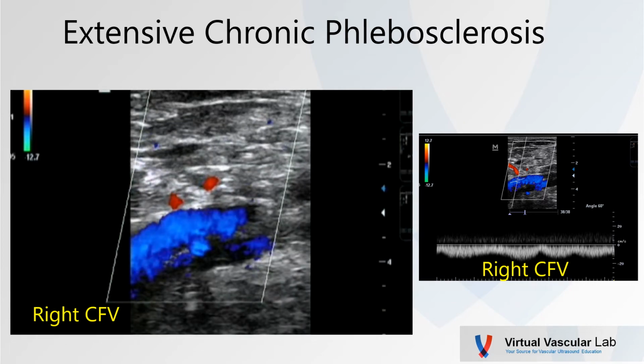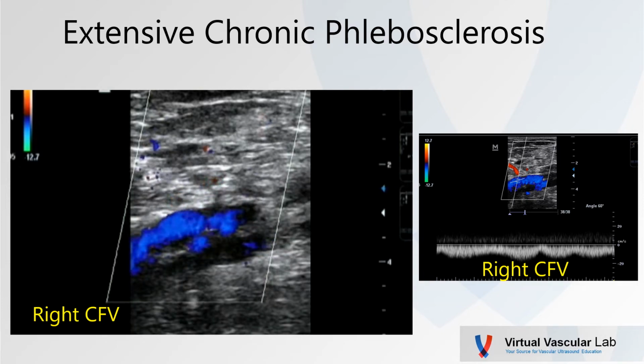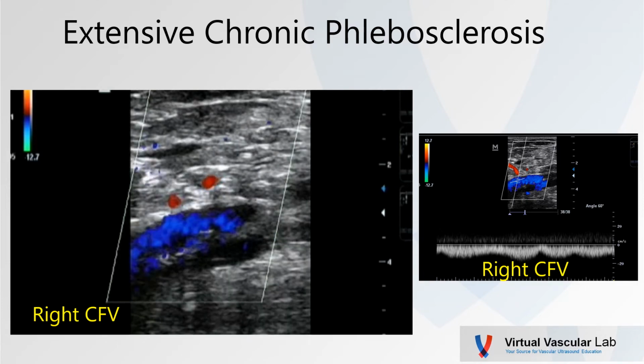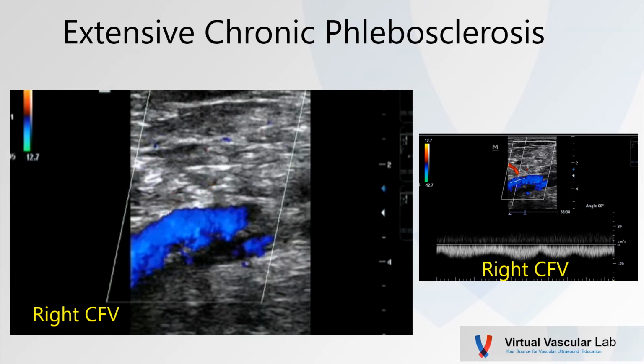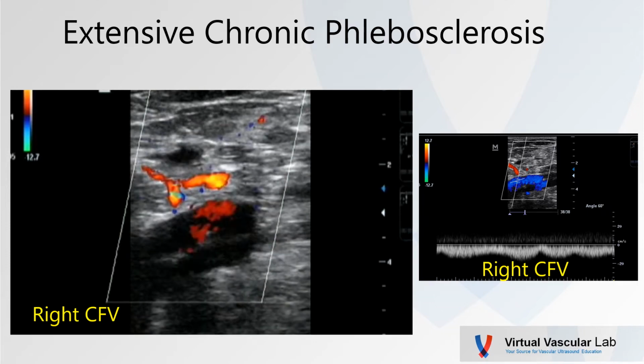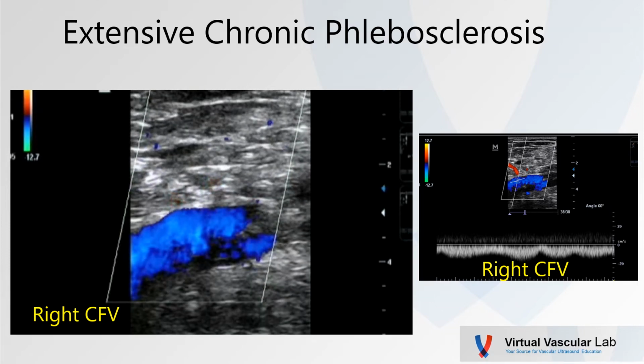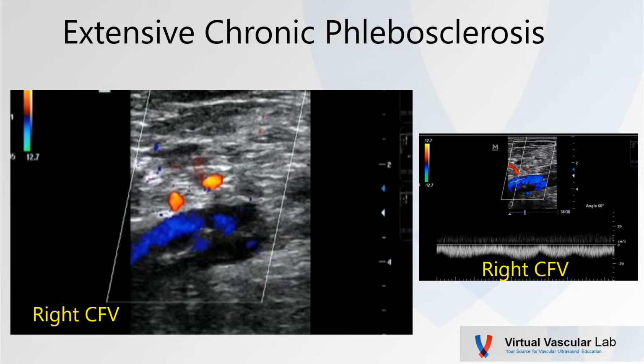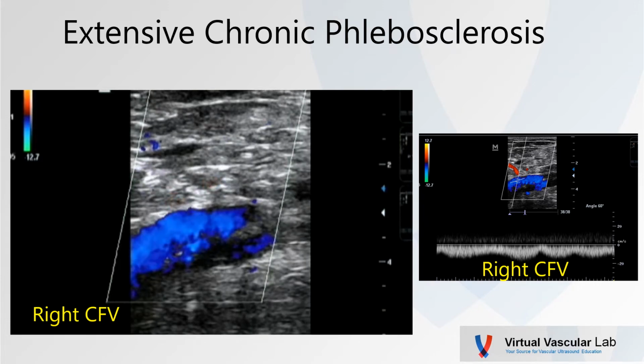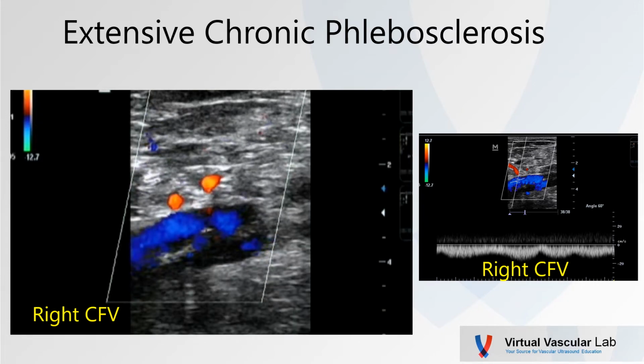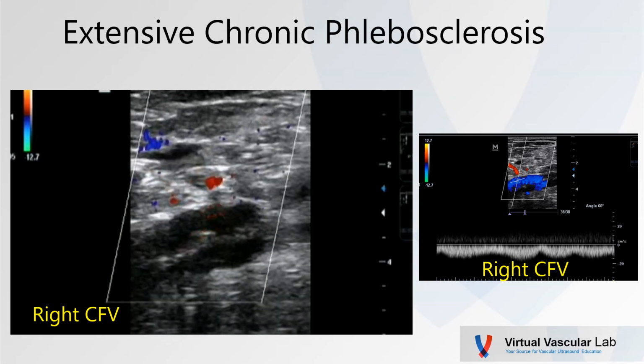So let's take a look at the images. Now I apologize, this was somewhat battlefield conditions. This person wasn't the most cooperative, not the most photogenic patient, but pretty much what we'd expect to find with his history of bilateral DVT. He had extensive chronic phlebosclerosis throughout.